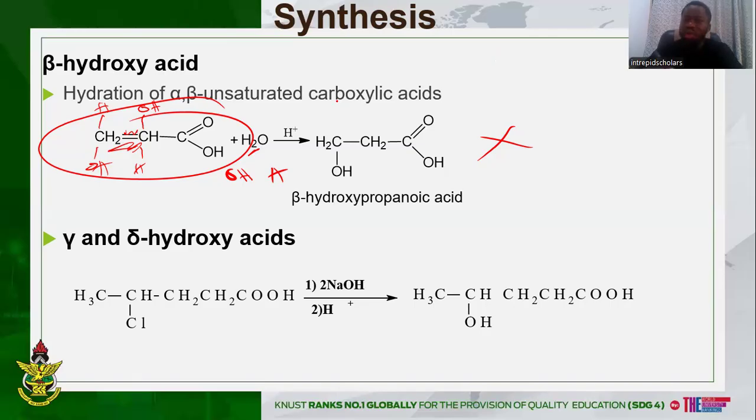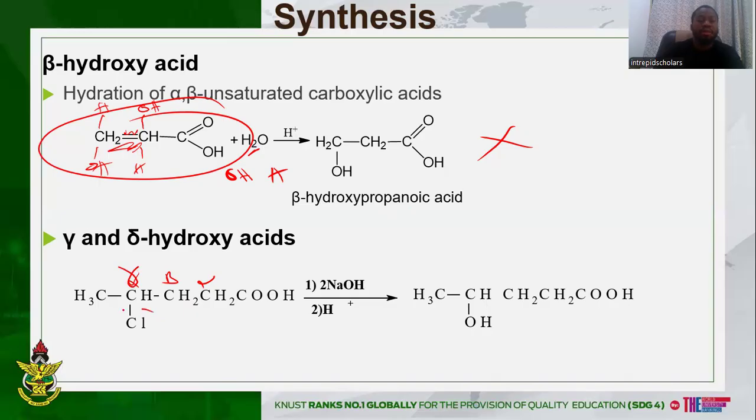So now the halogen in the halogenated acid should be exactly where we want the OH to be. If we want to synthesize, let's say, the gamma hydroxy acid, the chlorine should be on the gamma position. So that is what we have here. This is the gamma carbon. This is alpha, beta... sorry, this is gamma.